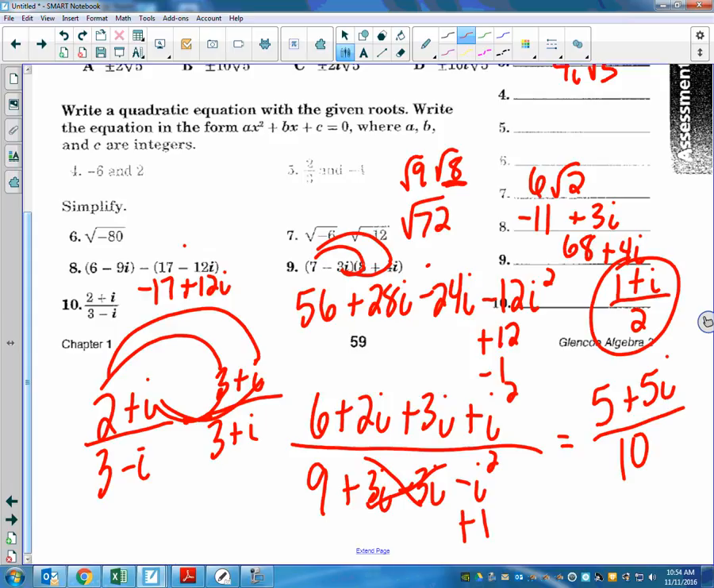You would miss a point. It's probably a 5-point question. So I would take a point off if you don't simplify your answer.